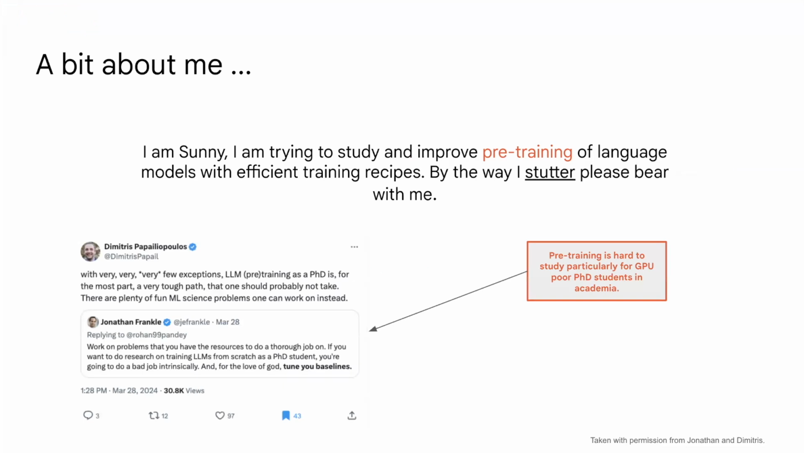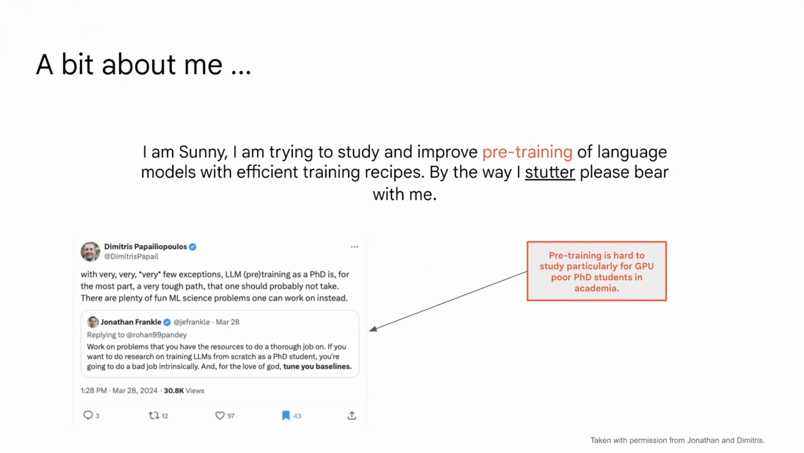Okay, so a little bit about me. I'm trying to study pre-training and improving language models with efficient training recipes. That's the direction. By the way, I also stutter a bit, which is natural, so please bear with me.